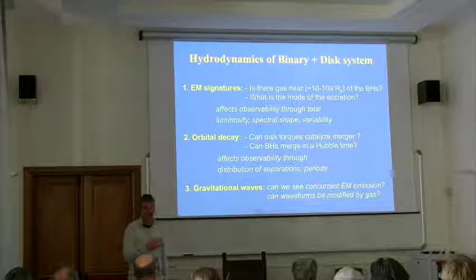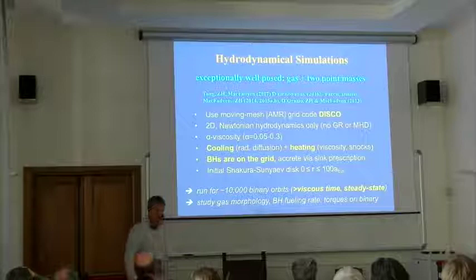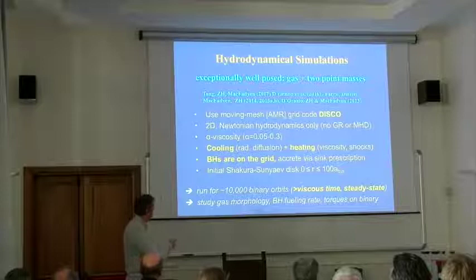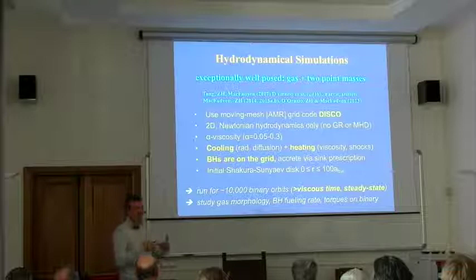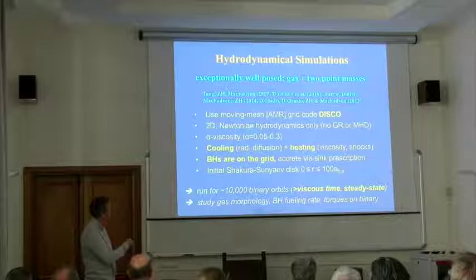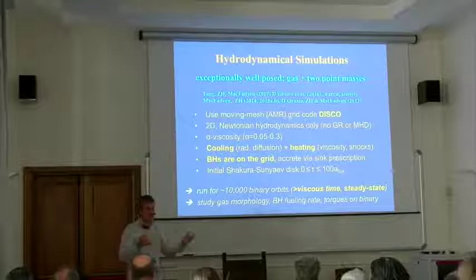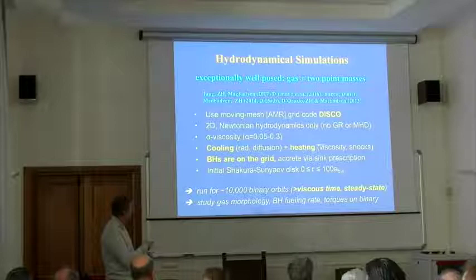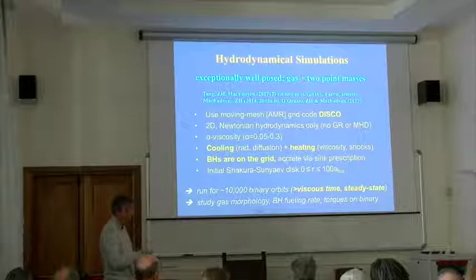So I only have one slide on these details because I think probably you don't care too much about details of this simulation. I just want to emphasize this is a very simple simulation. It has only gas dynamics in two dimensions. It's a very well posed problem, basically. Two point masses and gas initially in Keplerian orbit. So just hydrodynamics. In two dimensions, we use this code called DISCO to follow this system. It's 2D Newtonian hydrodynamics. So this would be the relevant case when, let's say, the black holes are separated by 100 Schwarzschild radii or more. So certainly at a parsec, it would be relevant, or 0.01 parsec even. The gas can cool and heat, it can shock. The black holes are on the simulation grid, so they can accrete.